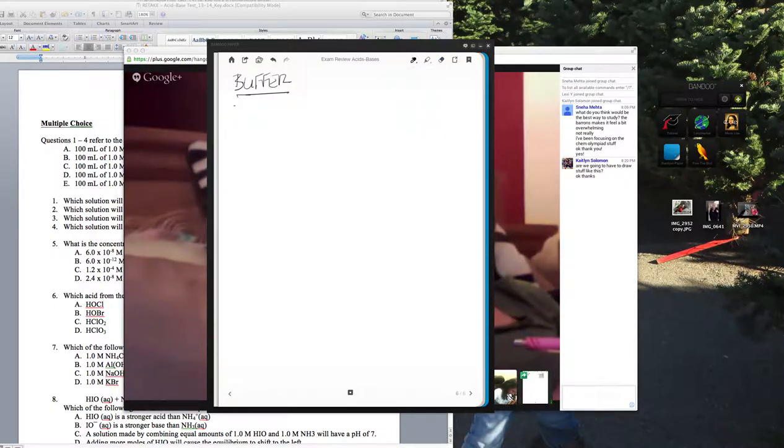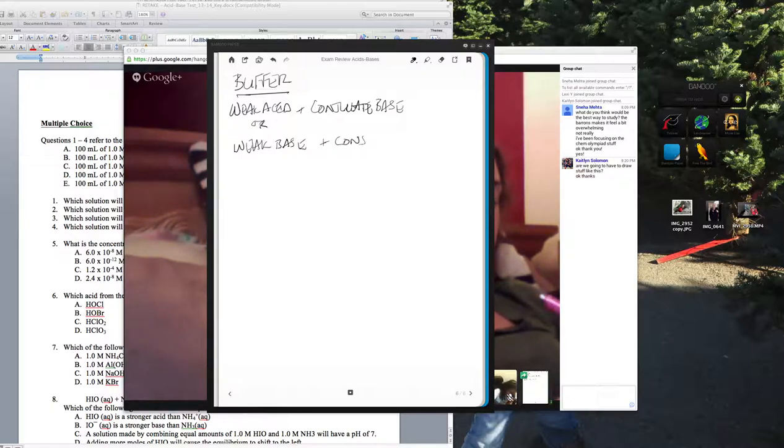A buffer is a weak acid plus conjugate base, or weak base plus conjugate acid.